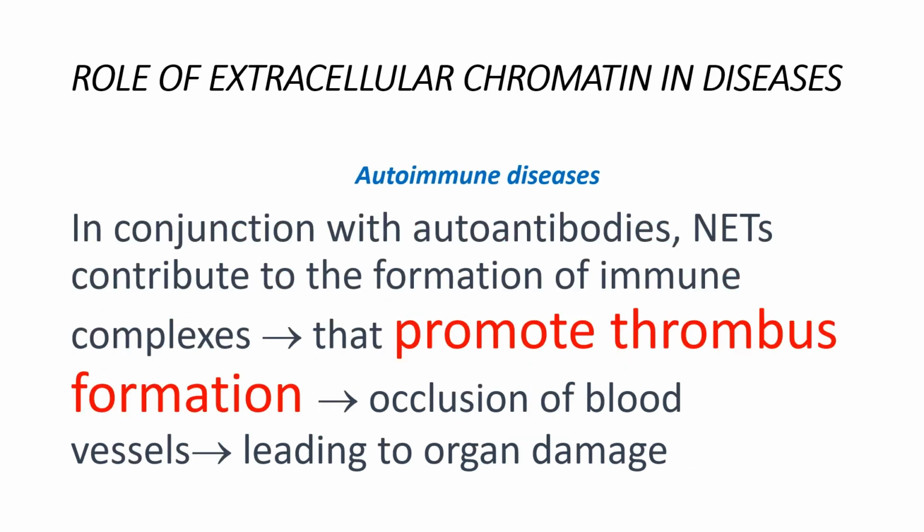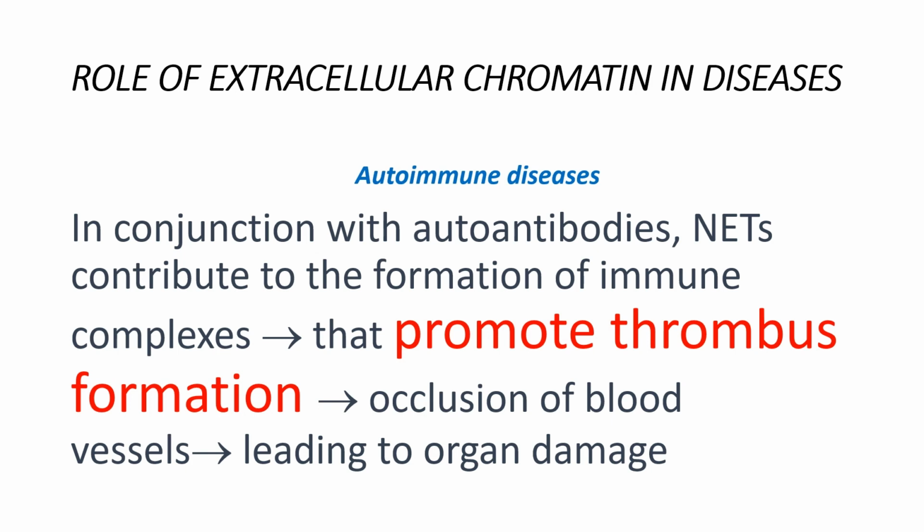The formation of neutrophil extracellular traps within the capillaries and the formation of aggregated NETs in larger vessels have activating effects on endothelial cells and the coagulation cascade, leading to platelet aggregation. As I described before in immunothrombosis, in conjunction with autoantibodies, NETs contribute to the formation of immune complexes and promote thrombus formation. This process can result in the occlusion of blood vessels, particularly in the microvascular bed, leading to organ damage and, in severe cases, fatal outcomes.